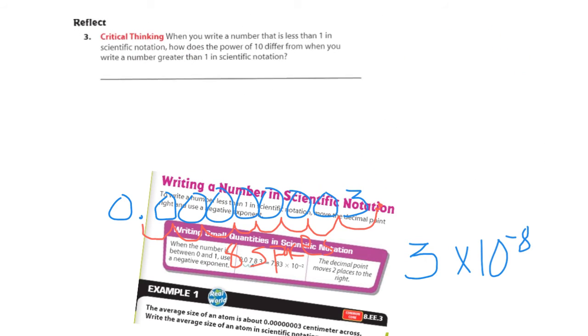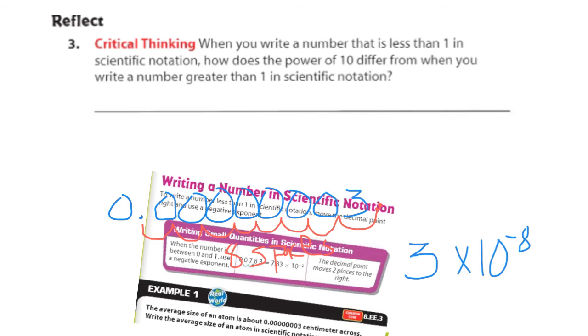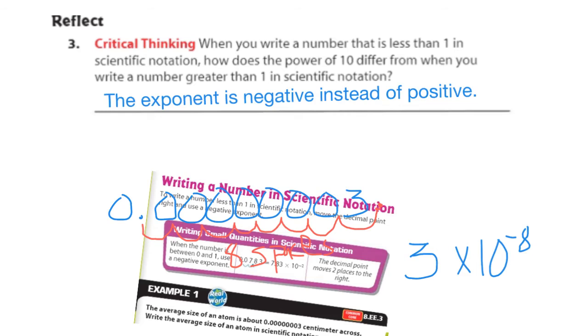Okay, so we have this reflect. So please reflect. Come on back and you'll see my response. Okie dokie. So critical thinking, when you write a number that is less than 1 in scientific notation, how does the power of 10 differ from when you write a number greater than 1 in scientific notation? So the exponent is negative if it's less than 1. The exponent is positive if it's greater than 1. And that's all there is. Again, make sure you have these in your notes. Good things to look back on when you have a test.